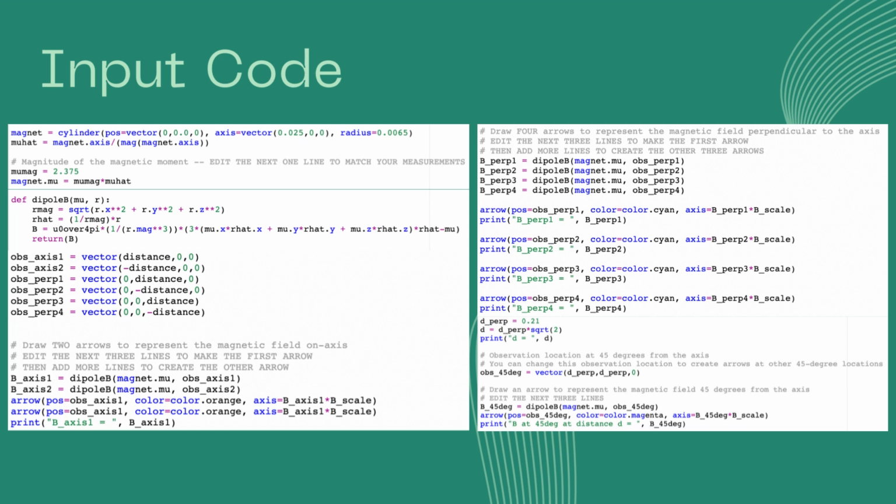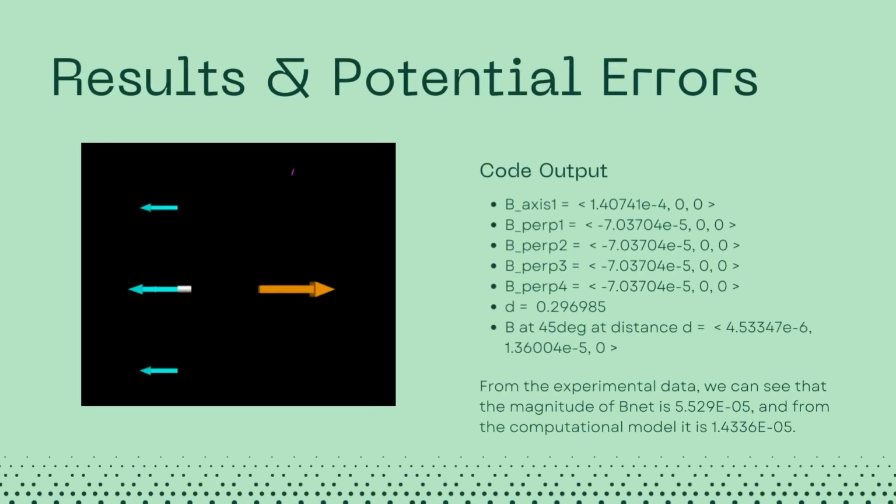Then I set the location of 6 different positions to visualize, 2 of which are on the dipole axis and the others are perpendicular to the axis. I then associated arrows for each of those observation positions, as well as one to represent magnetic field 45 degrees from the axis. These are the results generated from the code.